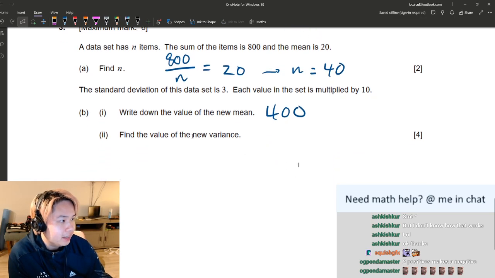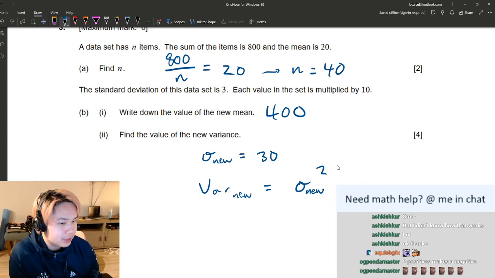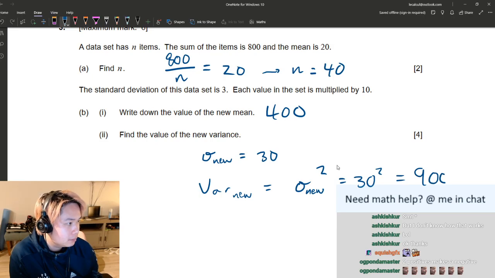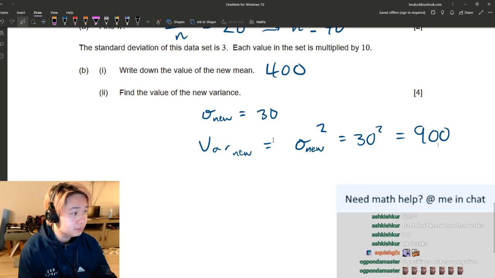Okay. And then find the value of the new variance. So what I prefer to do is I find the new standard deviation, which is just 10 times the old one. So that's 30. And then the new variance is just the square of the new standard deviation, which I just found out is 30. So 30 squared is 900.